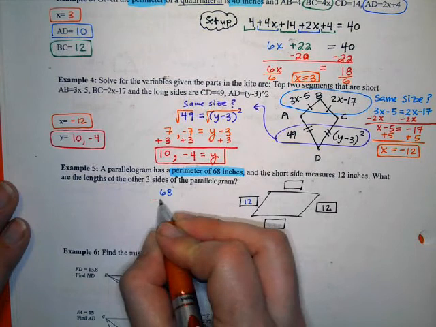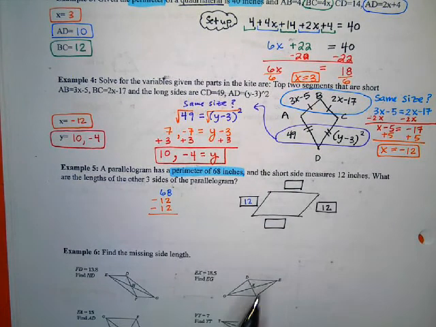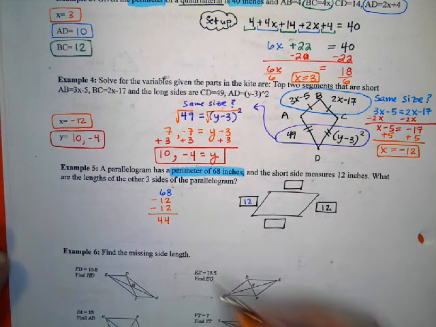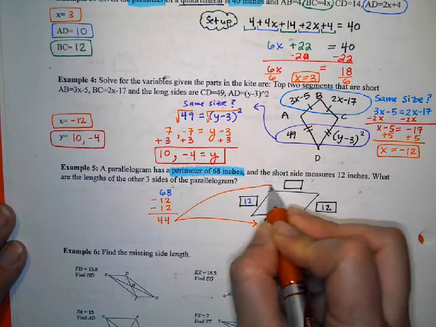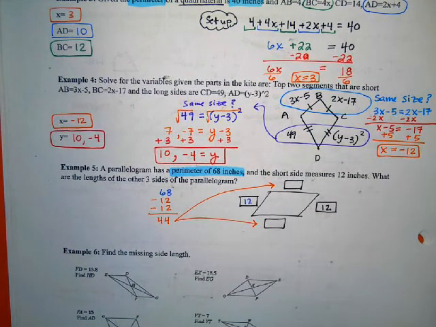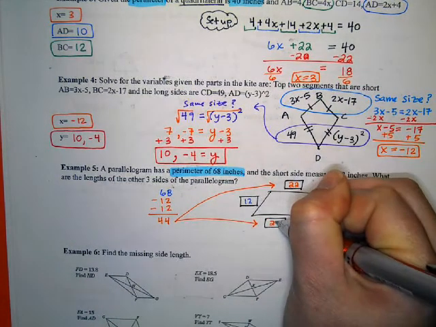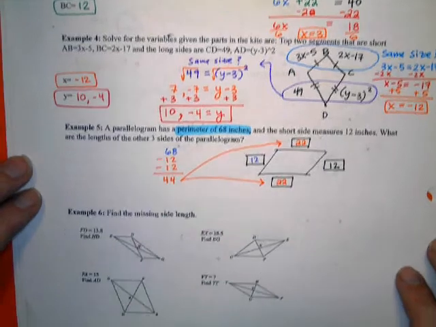Okay, now this is where the perimeter comes in to help us. If the perimeter is 68, but I know my two sides are 12s, minus 24. That leaves me with 44 left for how many sides? Good job. How did you get 22?